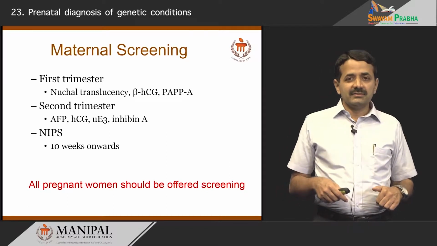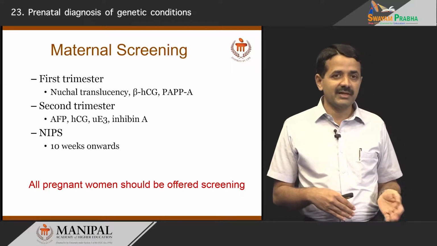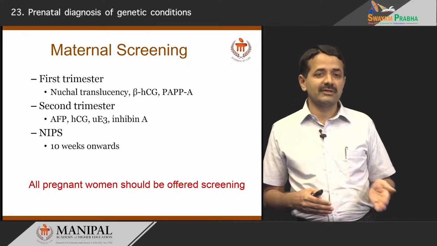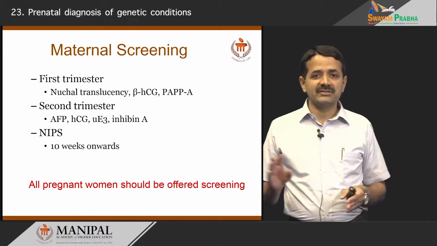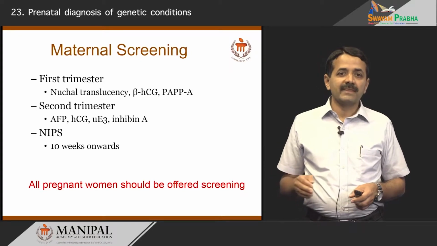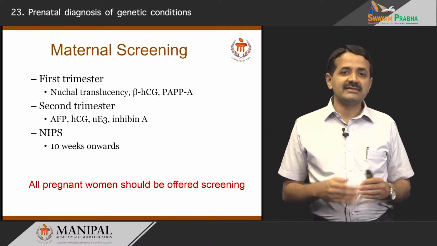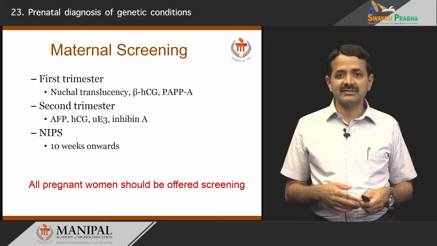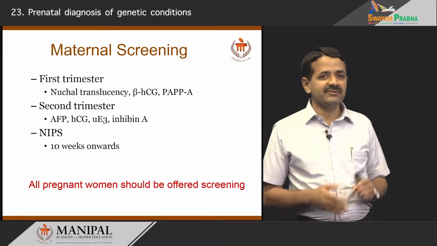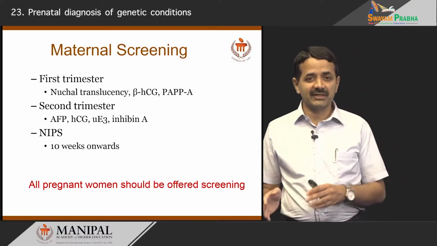Coming to maternal screening, which is another method of non-invasive testing, it can be done in the first trimester if they come early, which is actually ideal, or if somebody comes late, in the second trimester, or as non-invasive prenatal screening. First trimester screening involves measuring nuchal translucency, beta HCG and pregnancy associated plasma protein A, and this is probably the best available screening test after NIPS. In the second trimester, we used to do the triple test, now it is the quadruple test. The triple test no longer has a place in screening, especially if somebody comes in the first trimester, where first trimester screening can detect up to 90 to 95% of pregnancies affected with Down syndrome.